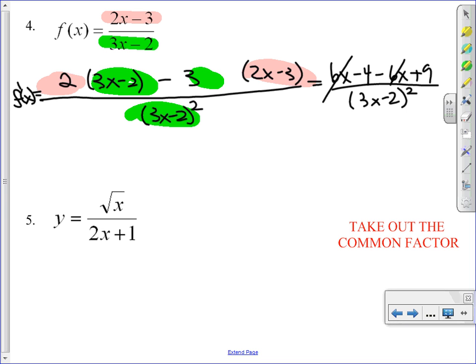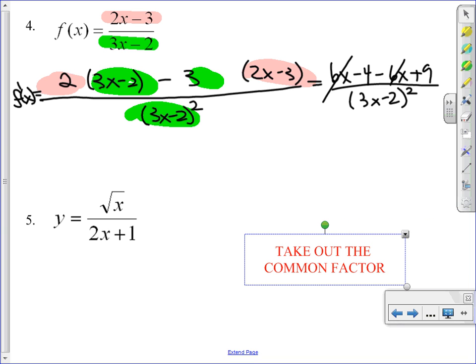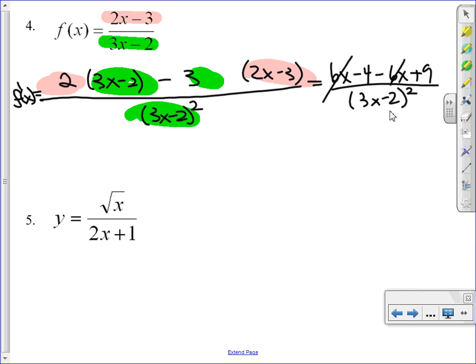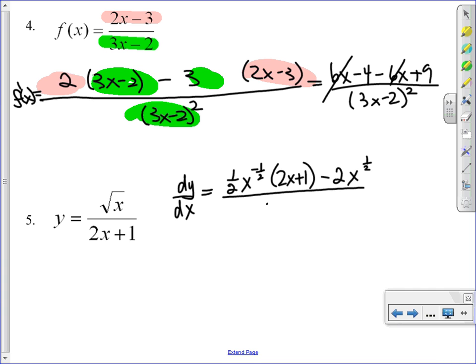Let's go on to question 5 here, which has a root in it. You can see I have a reminder for myself to take out the common factor. Let's go ahead and do this question. So remembering that the square root of x is x to the power of a half, my derivative in the numerator will be 1/2 x to the minus a half. Well, that's different. Times the bottom, subtract the derivative of the bottom times the top, all divided by the bottom squared.